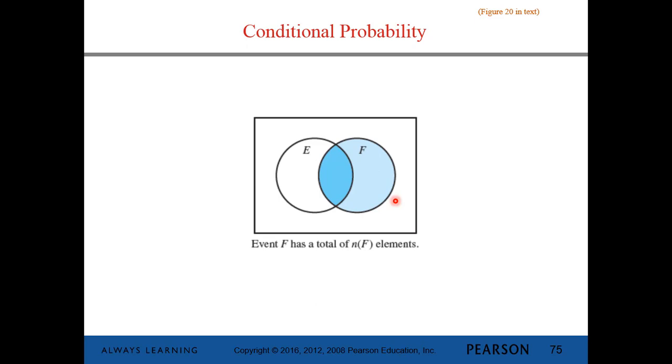Now I want the probability that E has occurred given that I know F has occurred. Am I interested in all of E? No. I'm only interested in the outcomes of E that are inside F, which means the intersection between the two sets. My new sample space is now reduced to the whole set of F. That gives us the formula for conditional probability: the total number of outcomes in both E and F divided by the total number of outcomes in F.